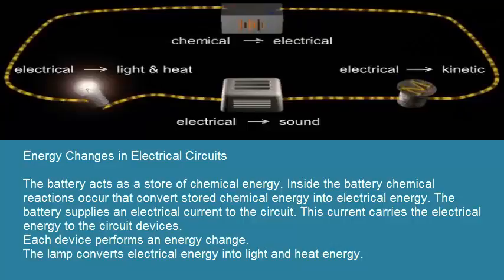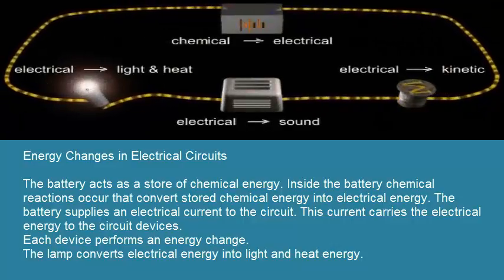Energy changes in electrical circuits. The battery acts as a store of chemical energy. Inside the battery, chemical reactions occur that convert stored chemical energy into electrical energy. The battery supplies an electrical current to the circuit. This current carries the electrical energy to the circuit devices. Each device performs an energy change. The lamp converts electrical energy into light and heat energy. The buzzer converts electrical energy into sound energy. The motor converts electrical energy into kinetic energy.